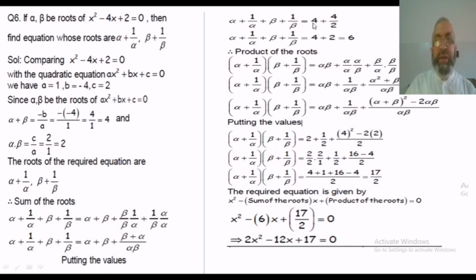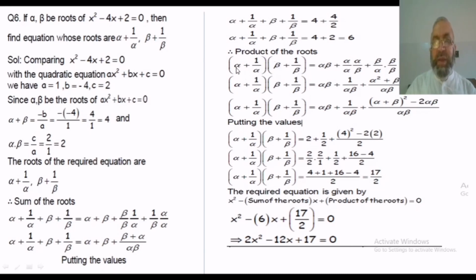Now on the right side we have the sum of the roots, that is 4, plus alpha plus beta, 4, divided by the product of the roots, that is 2. So simplify this one, 4 plus 2 by 2, cancel 2 to the 4, 4 plus 2 is 6. The sum of the roots becomes 6. Now the product of the new roots, alpha plus 1 over alpha, beta plus 1 over beta.